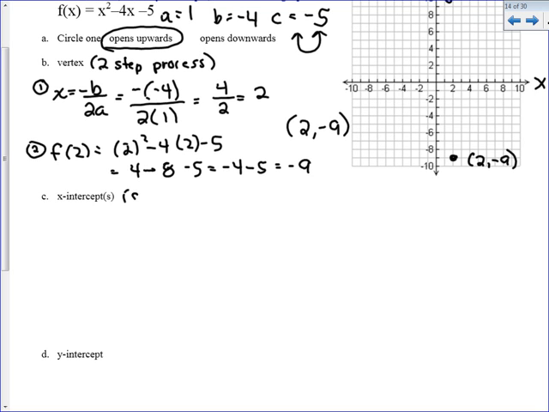For this, you want to set the function equal to 0. What we're doing is we're really taking f of x is the same as y. Like I said, on x-intercepts, y is 0. So we don't have y, we have f of x in our notation. So what we're really doing is making that f of x 0. We set the whole thing equal to 0 for x-intercepts.